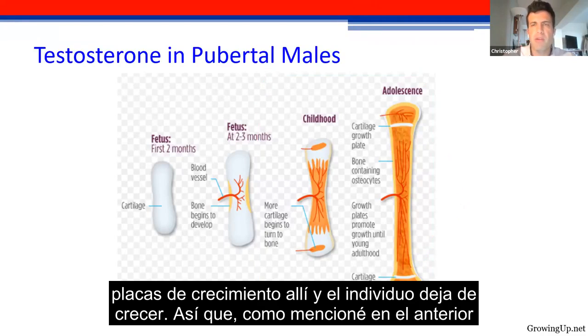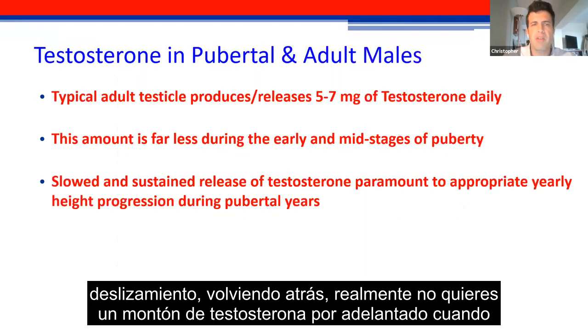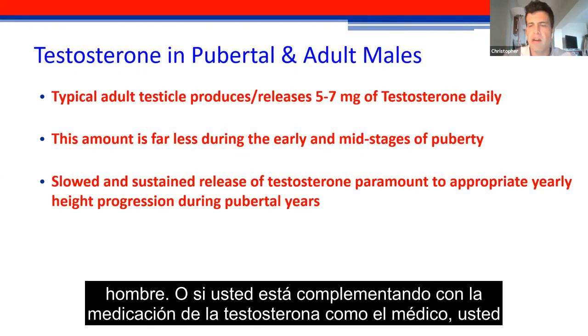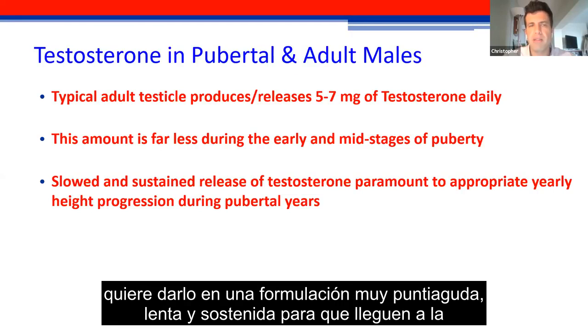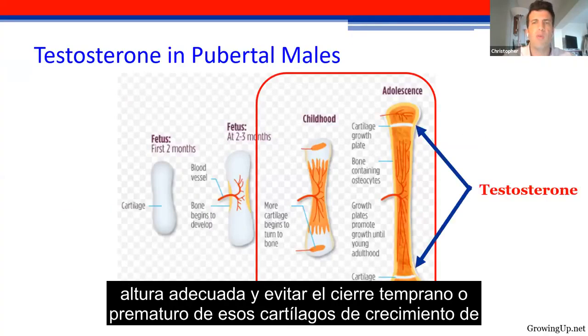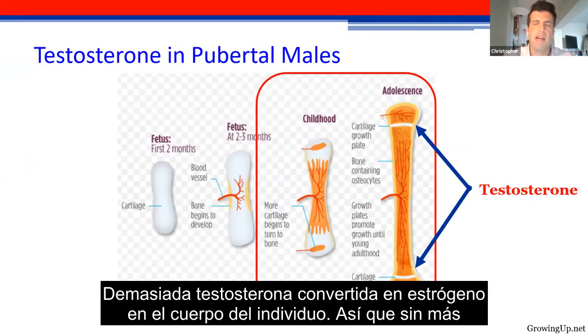So as I mentioned in the previous slide, going back, you really don't want a whole lot of testosterone up front when you're starting these males in puberty. You want slow and sustained amounts in a normal male, or if you're supplementing with testosterone medication as the physician, you want to give it in a very pointed, slow, and sustained formulation to get them to the proper height and to avoid the early or premature closure of those growth plates from too much testosterone converted into estrogen in the individual's body.